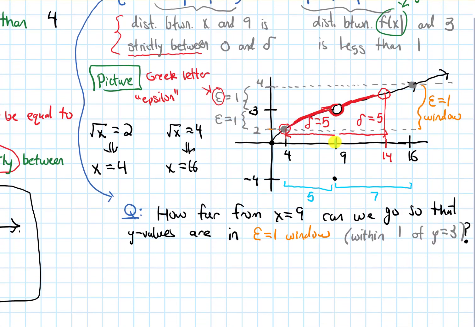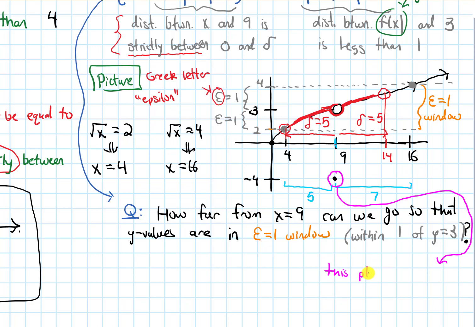So in fact, the actual point on the graph where x equals 9 was this one. And we've sort of forgotten about it a little bit. But that point is definitely outside of the epsilon equals 1 window. It just turns out that that doesn't matter because we don't care what's happening at x equals 9.